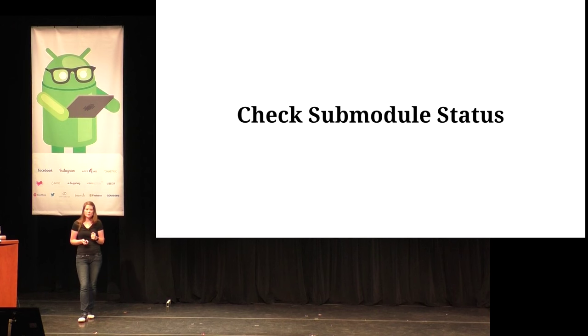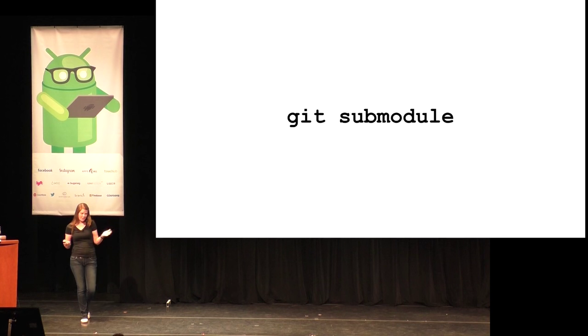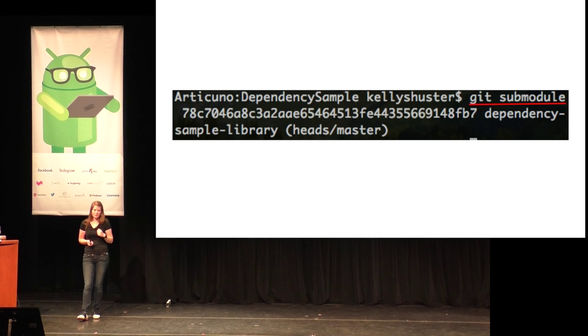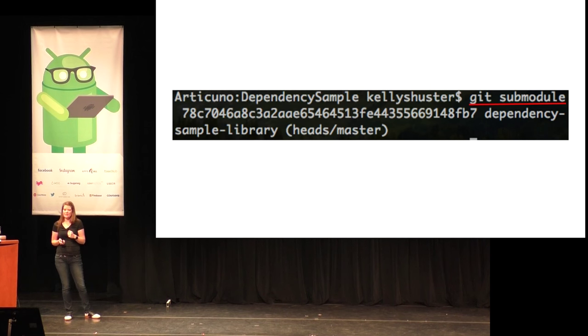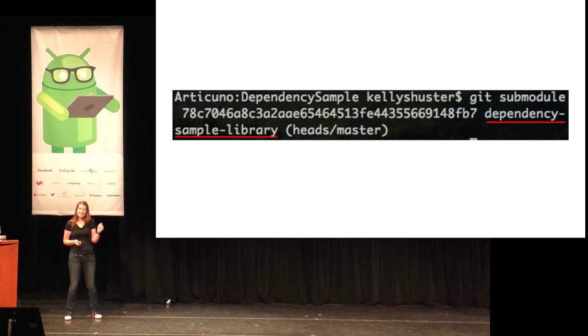One thing you'll do a lot when you're using submodules is check the submodule status. All you have to do is run git submodule at your shell directory level, and it'll print out everything you care about for all of your submodules. We only have one. So here I run git submodule. It prints out this massive commit SHA. That's a full commit SHA. And it also says the name of the repo that it is referencing.